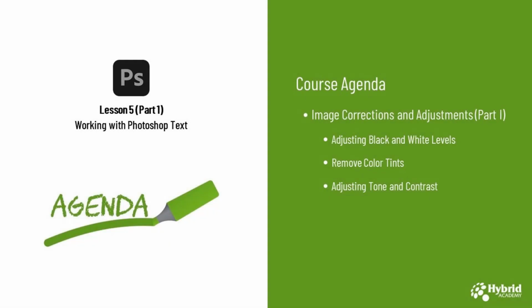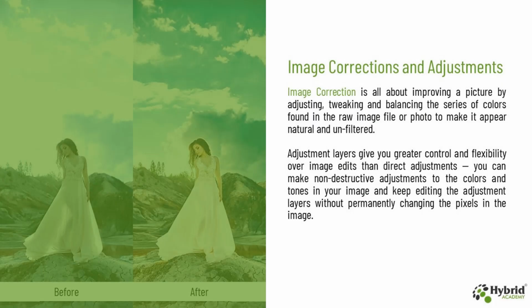Let's review the course agenda for this session. In this session, that is image correction and adjustments, we'll first of all learn about adjusting black and white levels. Then we'll learn to remove color tints, and we'll also learn adjusting the tone and contrast of a picture. Now let's quickly start with our session, that is image corrections and adjustments.